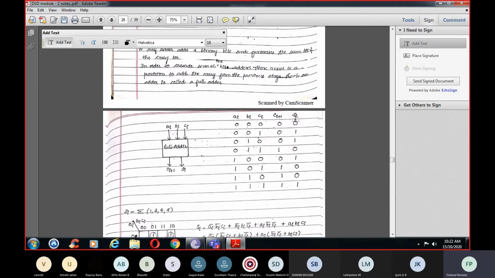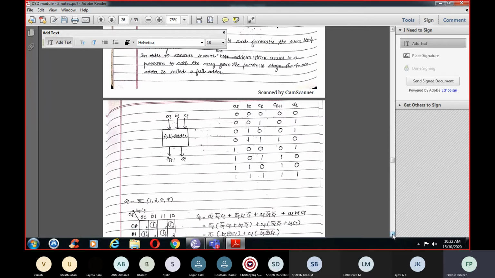Okay. So now for sum, you can see where it is 1. It is cell number 1, cell number 2, that is decimal number 1, 2, 4, and at 7. So what you'll be writing is summation 1, 2, 4, 7. In the same way, you should write for carry also.